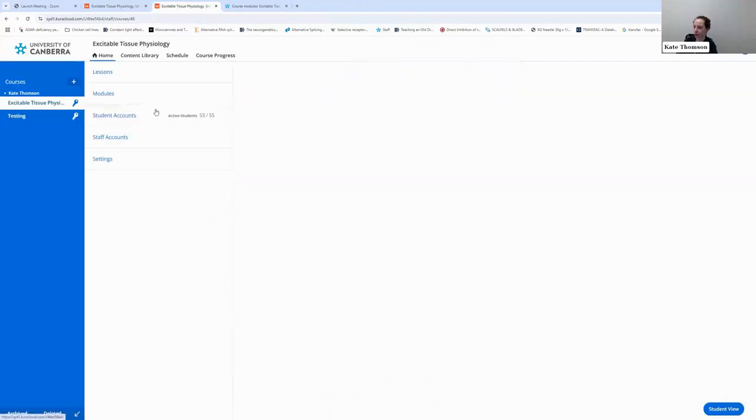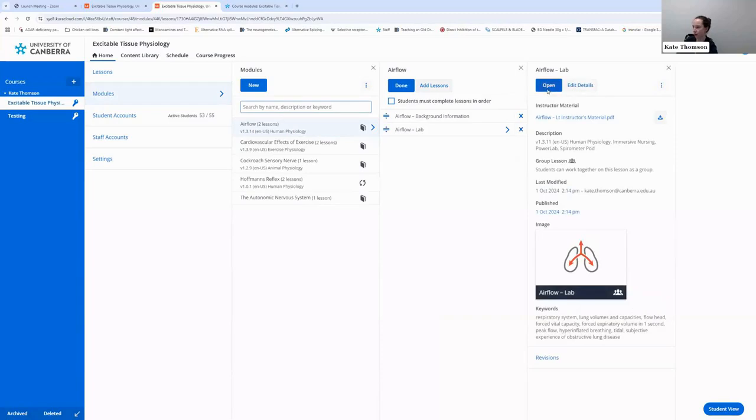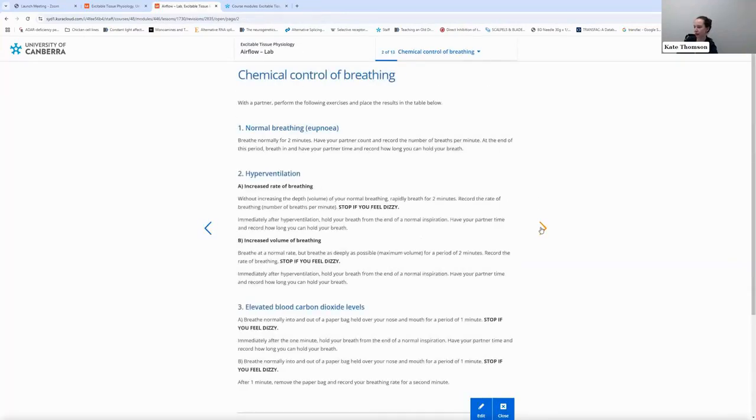Then for airflow, we just do the airflow lab, which is mainly the spirometry lab that we really want them to focus on here. We also have an example of chemical control of breathing that we built into this lab, where we get them to look at breathing rate and depth when they hyperventilate, both increasing the rate and increasing the volume. And then also when they do elevated carbon dioxide levels by breathing into a paper bag. They always really enjoyed that one, so we decided to add it into this lab this time.